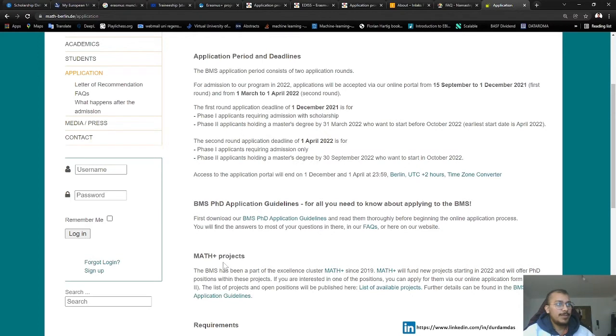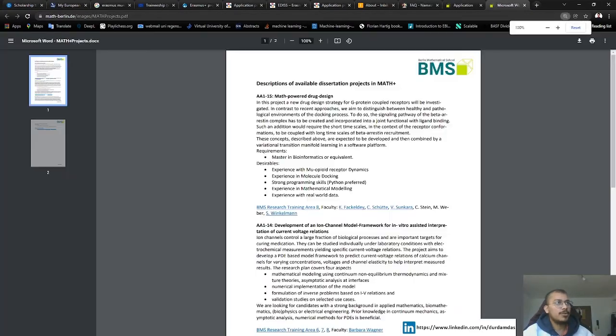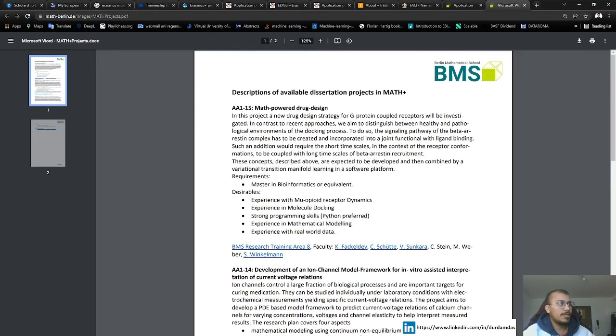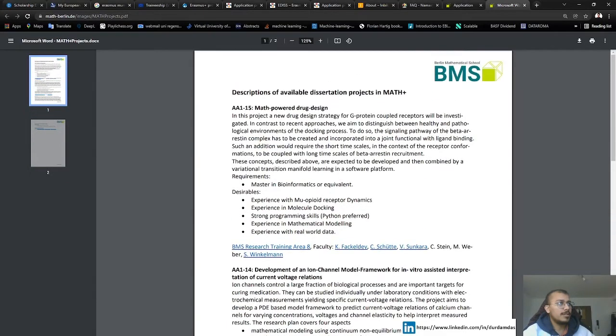So they have two types of projects or funding, the BMS PhD application and the Math Plus projects. I think this is relatively newer, so they would fund new projects starting in 2022, and here is the list of all the available projects. If you click on it, it's a PDF, just download it and you would know what type of positions they provide.